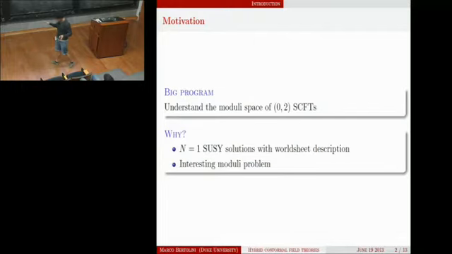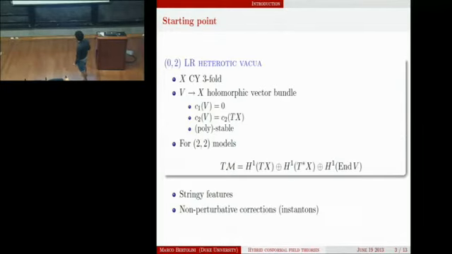So first of all, what's the big problem we want to keep in mind? Well, we want to understand the moduli space of (0,2) superconformal field theories. Why this? On one side, they provide solutions of heterotic string theory with minimal supersymmetry in space-time. And second of all, they are an interesting moduli problem because they are, as we will see, tied to the mathematics of gauge bundles.